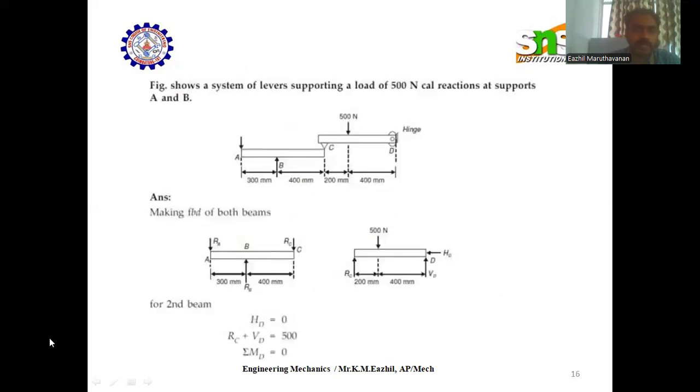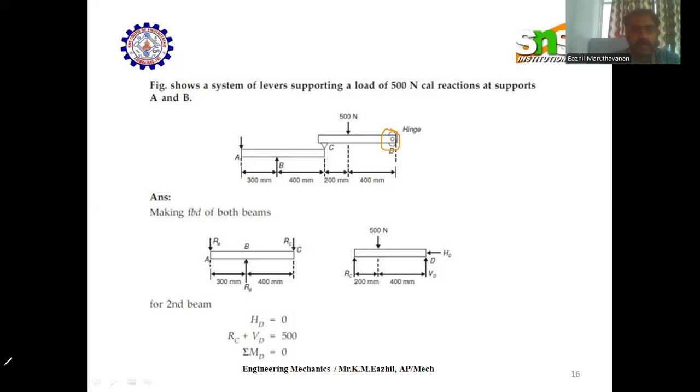Here the figure shows two beams, and there is a point load of 500 Newton acting on the beam CD. The support at A is simply supported, and the support at B is simply supported. At C, it is a simply supported one, and it is a hinged support at point D. We have to calculate the reaction forces at points A and B.